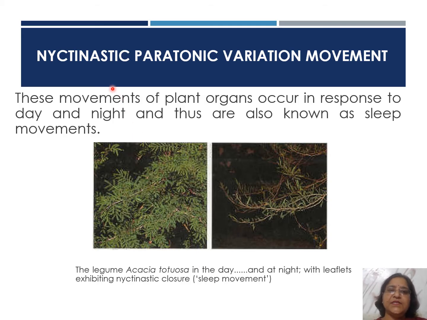The first one is the nyctinastic paratonic variation movement. These movements of the plant organ occur in response to day and night. That is, the change in the intensity of light causes a particular type of movement, and thus they are also known as the sleep movement.